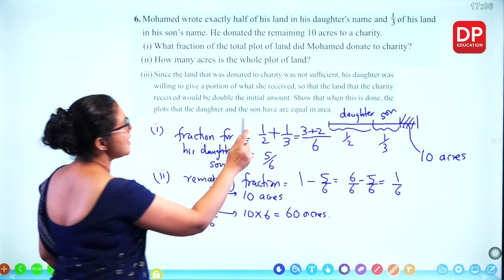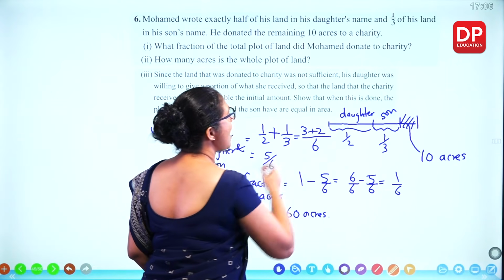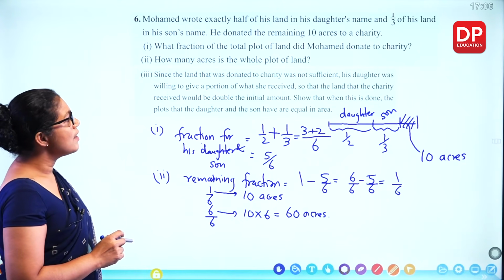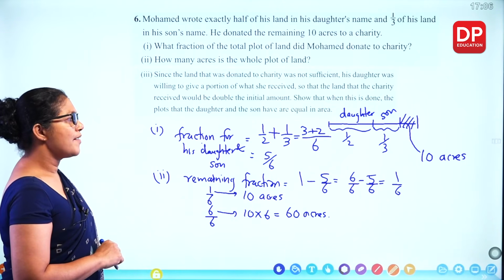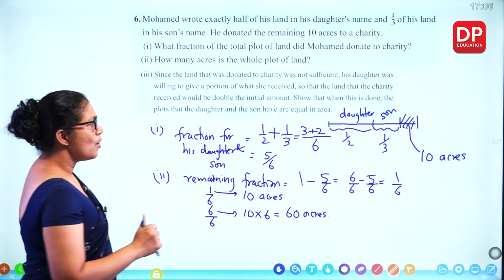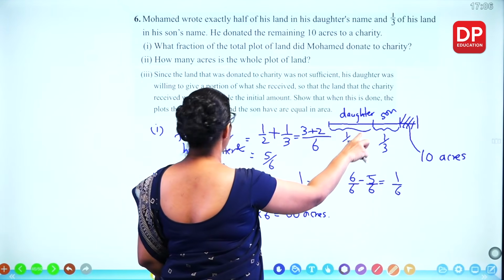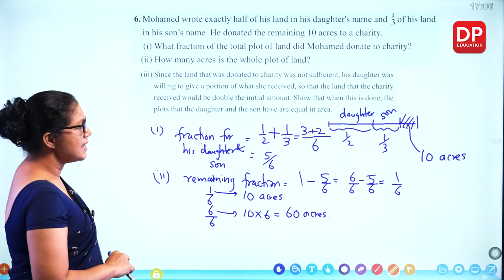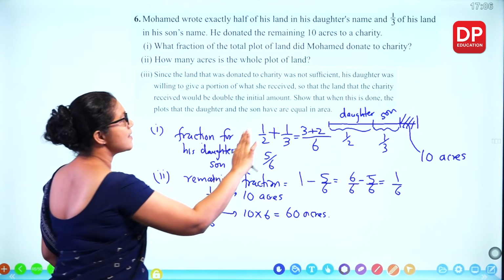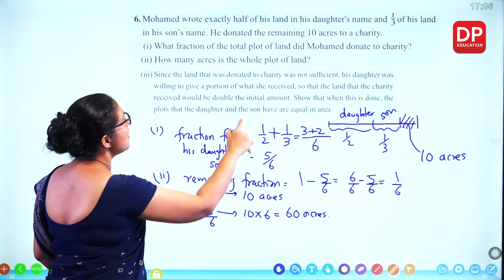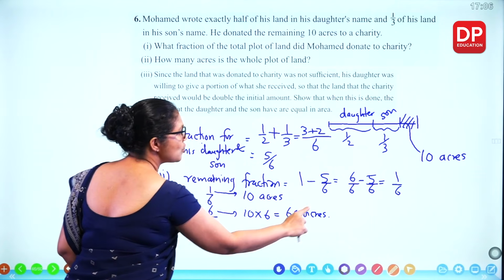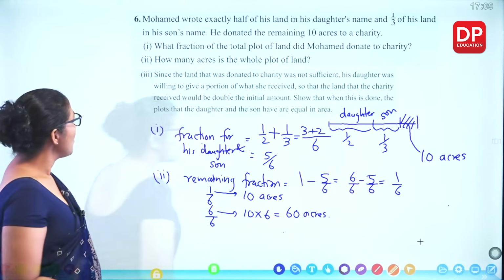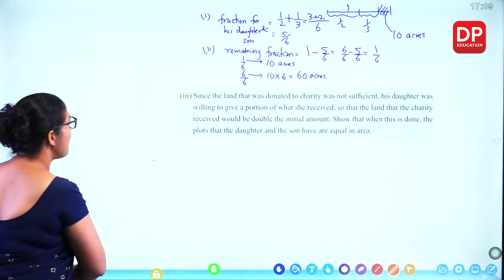And then it says show that when this is done, the plots that the daughter and the son have are equal in area. So we know that daughter had half of the land, and she has given a part that becomes double of 1/6. Now I'll take another page to do the third part.